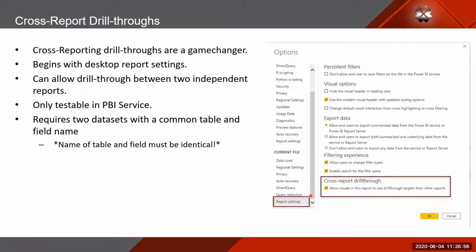So the only thing that really constrains your reports in terms of data model is that the two data sets need to have a common table and a common field name, and the name of the table and field must be identical in both sets of the data set. So if we're looking at segment from the product table, then they both need to be product segment in both data sets with the exact same case sensitive spelling.